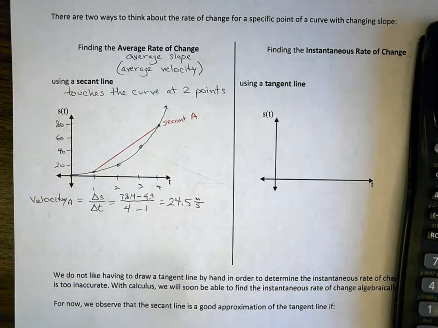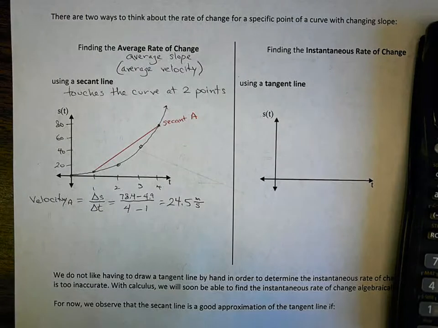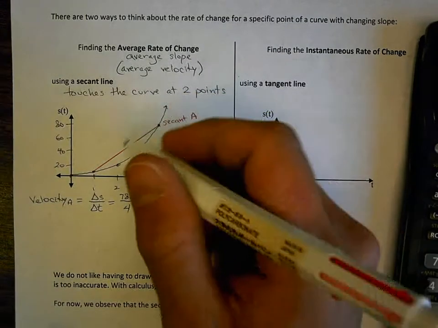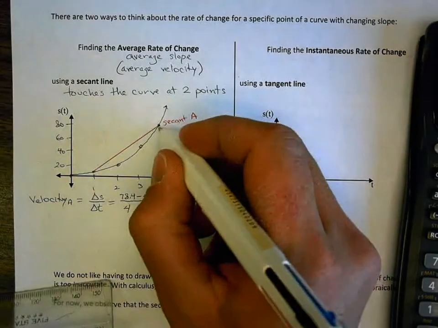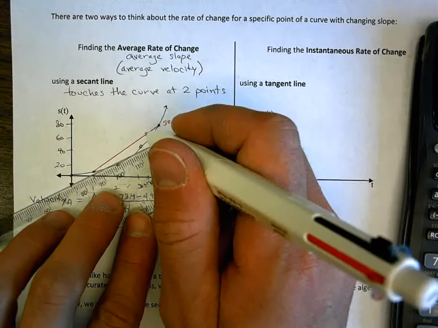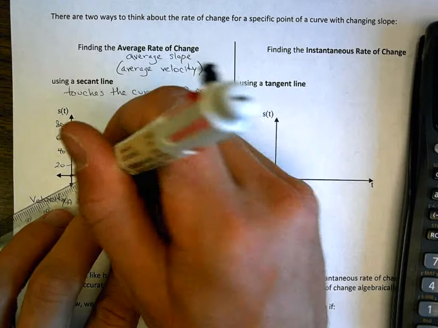So you might say, well, what would have been clever would have been to have taken, instead of using the point at t equals 1 and the point at t equals 4, I should have used the point at t equals 1 and the point at t equals 3.